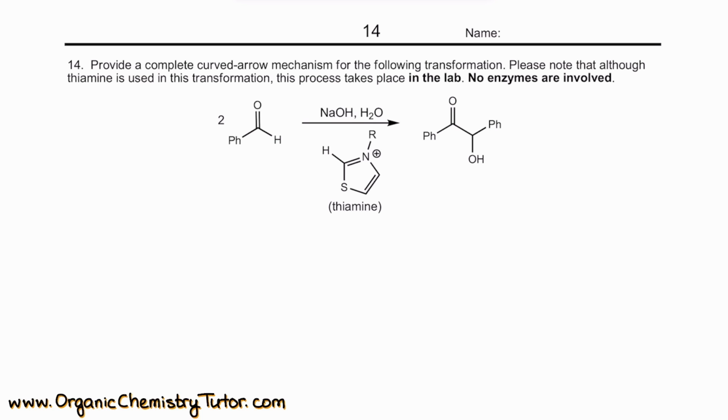So provide a complete curved arrow mechanism for the following transformation. Please note that although thiamine is used in this transformation, this process takes place in the lab, no enzymes are involved. Well, the reason why they're saying that is because thiamine and imidazole moieties are often going to be part of the enzymatic pocket, and reactions like that typically do happen within the enzymatic pocket, but this particular reaction really looks like, well, doesn't only look like, but it is essentially a modification of the benzoin condensation.